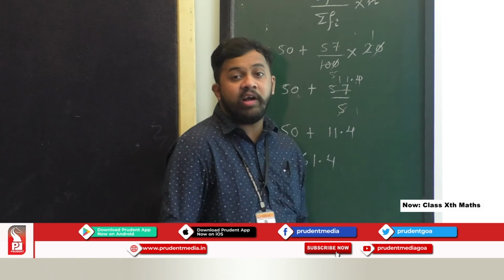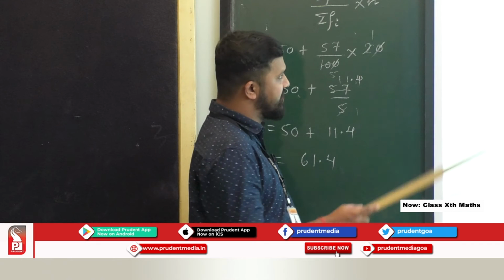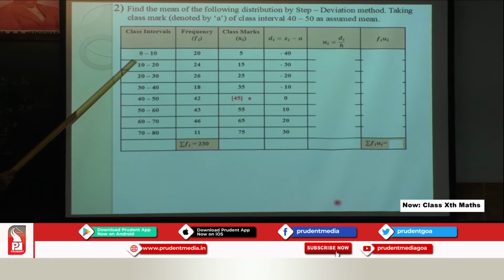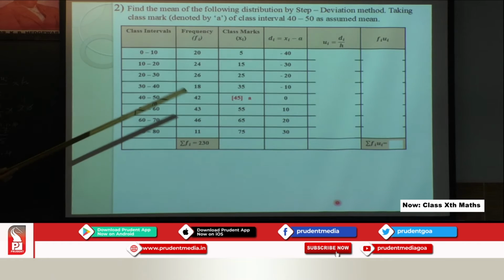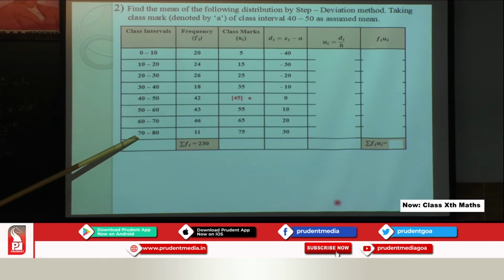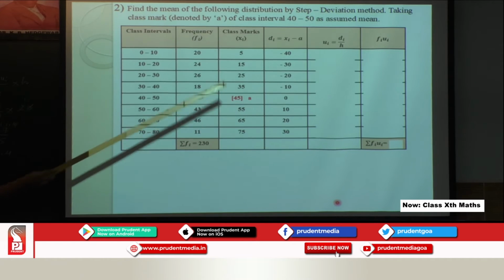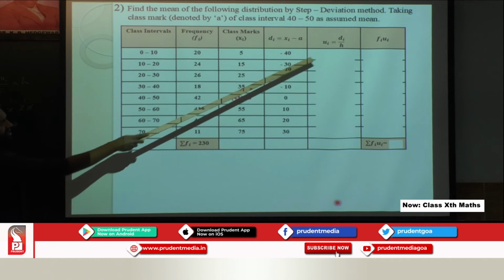Next, we have to find out the class size. Let's first find out the class size. Look at any one of the class intervals and subtract the lower limit from the upper limit: 10 minus 0 is 10. Or I can take even 80 minus 70, any of the class intervals, and subtract. So you will get that the class size is 10. So divide every term by 10 and write down here.